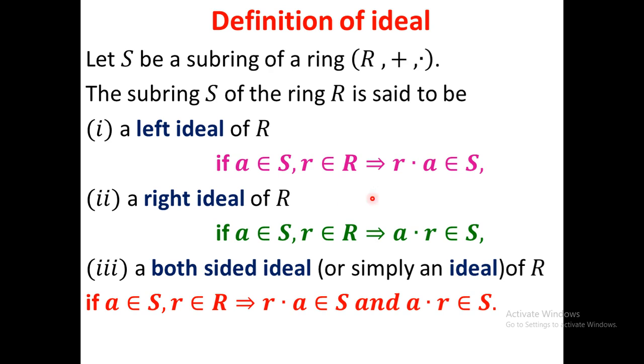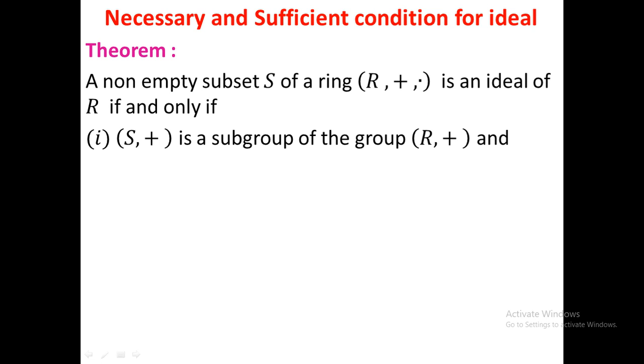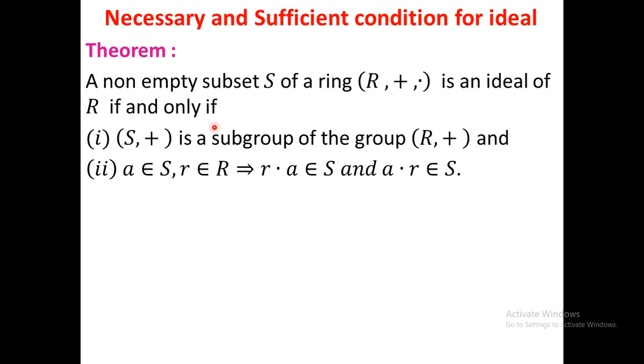Here are both of the conditions. Here A belongs to S and R belongs to R, and R dot A and A dot R both are elements in S. Then I gave a theorem which says that a non-empty subset S of a ring (R, plus, dot) is an ideal of R if and only if the first condition is that (S, plus) is a subgroup of (R, plus), and the second condition, which is the condition for an ideal, is that A belongs to S, R belongs to R implies that R dot A and A dot R are in S.